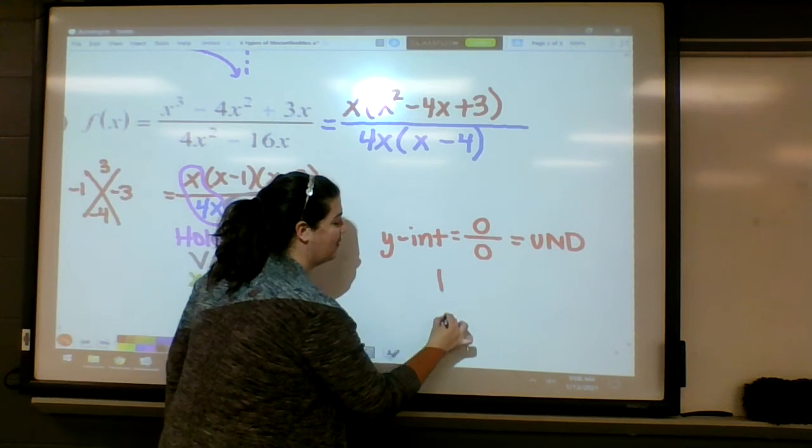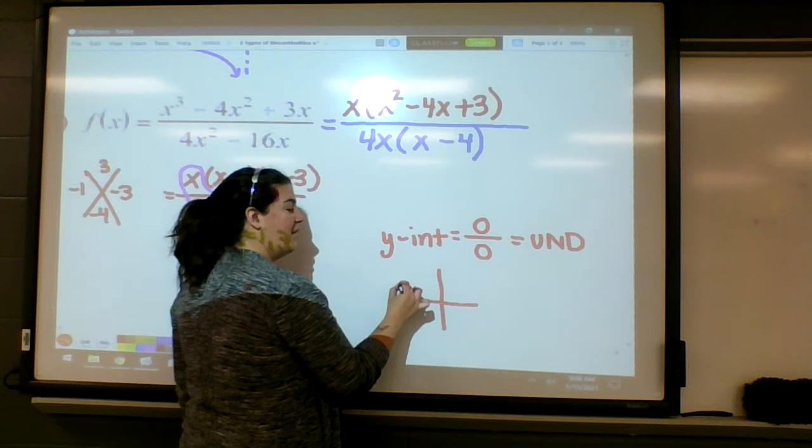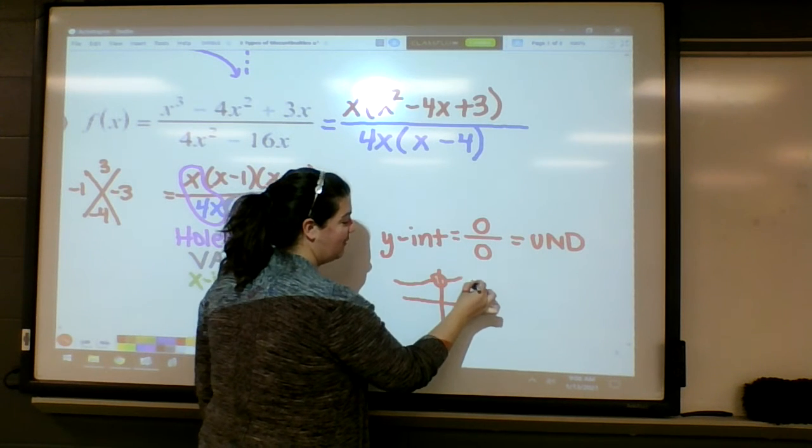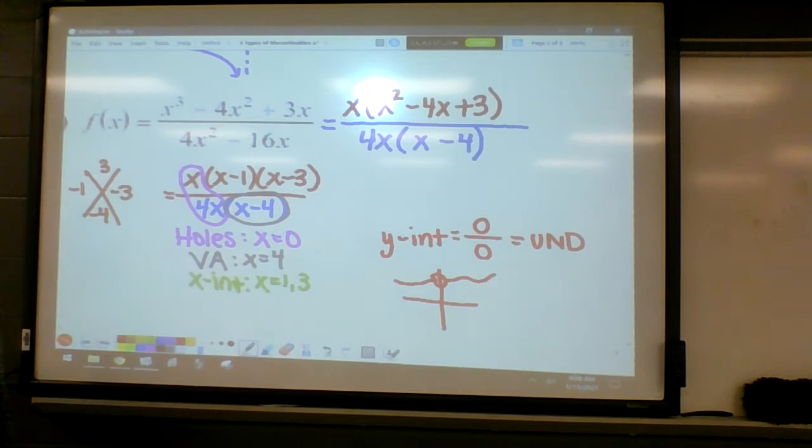So for example, if you had a graph going along and it was going to hit your y-intercept, you'd be like, whoops, hole in the graph, and then it would keep on going. So if there's a hole at 0, then there isn't going to be any y-intercept. You can't have a y-intercept.